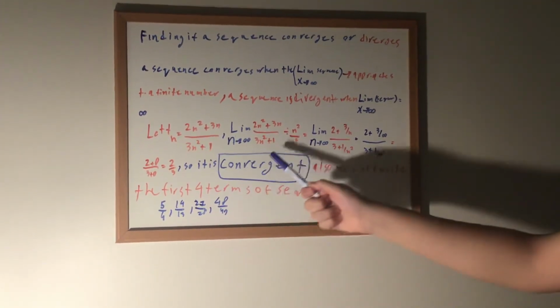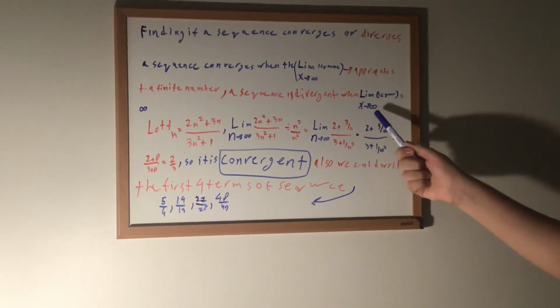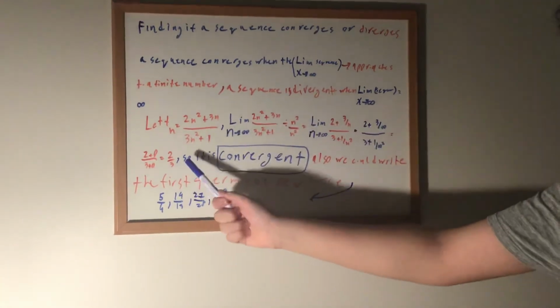That means it is a convergent sequence, because when we take the limit of the sequence as n approaches infinity, we get to an actual number.